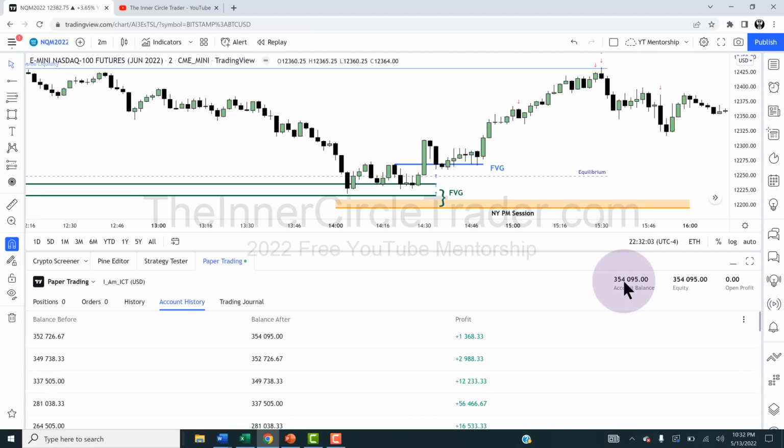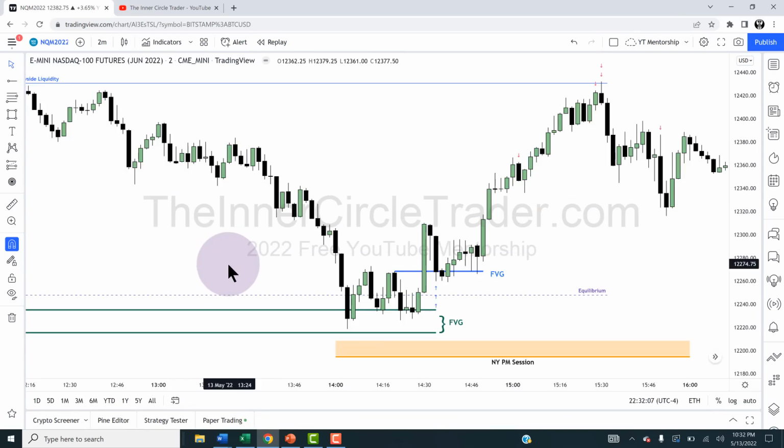100,000 account to 354,000. Paper trading, obviously, but that's what I was doing on Twitter all those years. I was showing and showing and showing. And this proves concept. It proves that these things work. I'm looking at live data when I'm doing this. This is actually no delay. You can see there's no D up here. There's no little dot showing you. It's as real as can be.